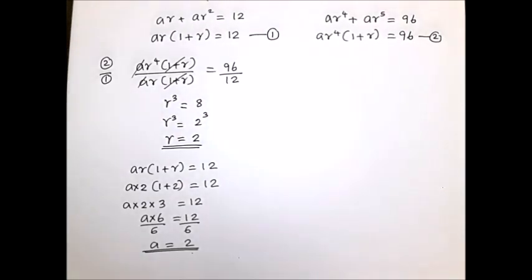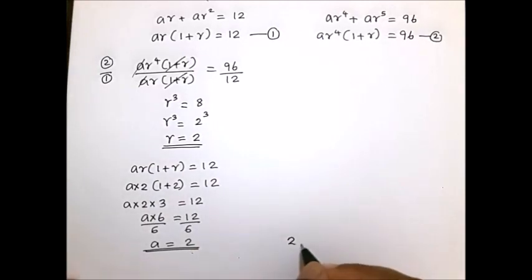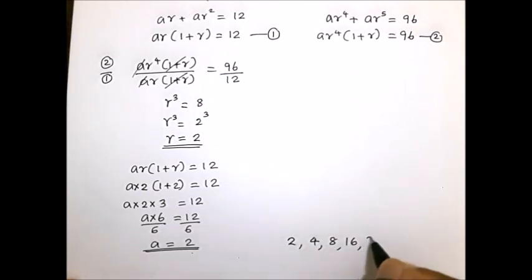The question says find the first term and common ratio, and write the first 5 terms. The first term is 2. 2 multiplied by 2 is 4. 4 multiplied by 2 is 8. Multiplied by 2, 16. Multiplied by 2, 32. These are the first 5 terms of this progression.